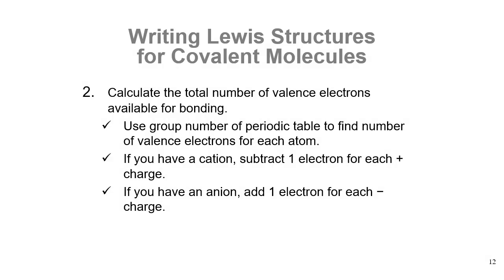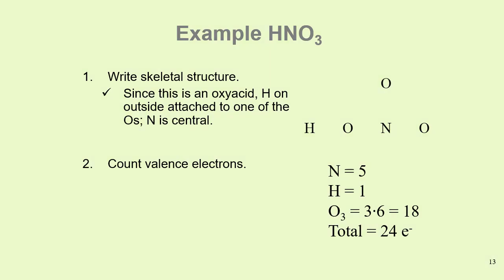The next step, calculate the total number of valence electrons available for bonding. We use the group number of the periodic table to find the number of valence electrons. For example, Na plus, so 1. Magnesium 2 plus, so 2 valence electrons. Aluminium 3 plus, so 3 valence electrons.